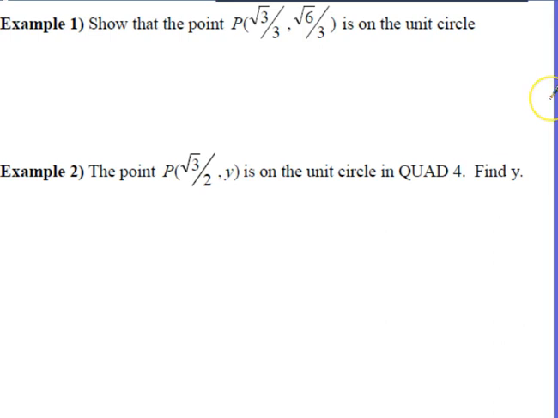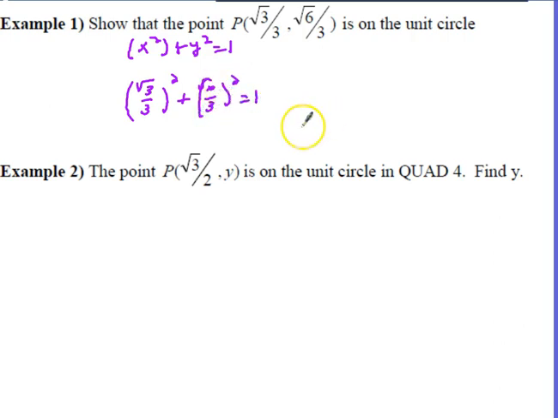So the first thing we want to do is show that the point root 3 over 3 comma root 6 over 3 is on a unit circle. Well, to do that, this equation, x squared plus y squared, has to equal 1. So root 3 over 3 squared plus root 6 over 3 squared has to equal 1. So we can go through and we're going to check this.